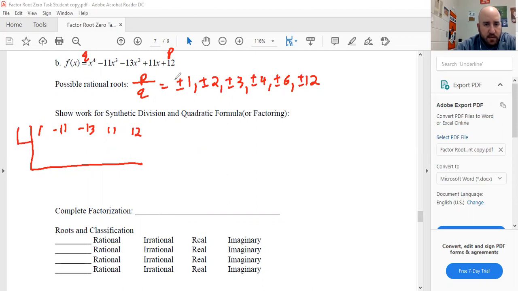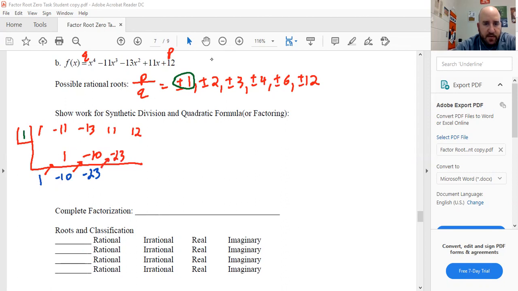Box. Again, green positive 1, that's what we'll start with. 1 comes down. Blue 1 times green 1 is 1. Negative 11 and 1 is negative 10. Negative 10 times green 1 is negative 10. Negative 13 and negative 10 is negative 23. Blue negative 23 times green 1 is negative 23.